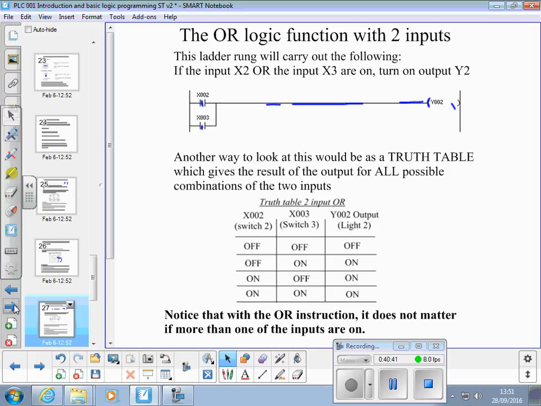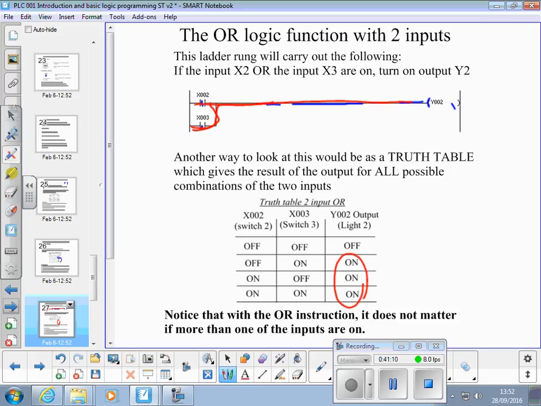Then we have OR, which is the parallel logic. It's where we end up with more than one path through to the end. We can go along the top, or we can come from here. So it's switch 2 or switch 3, and you'll notice there's 3 of the conditions in the truth table that will give you a light on condition. When one is on, when the other switch is on, or when both are on.